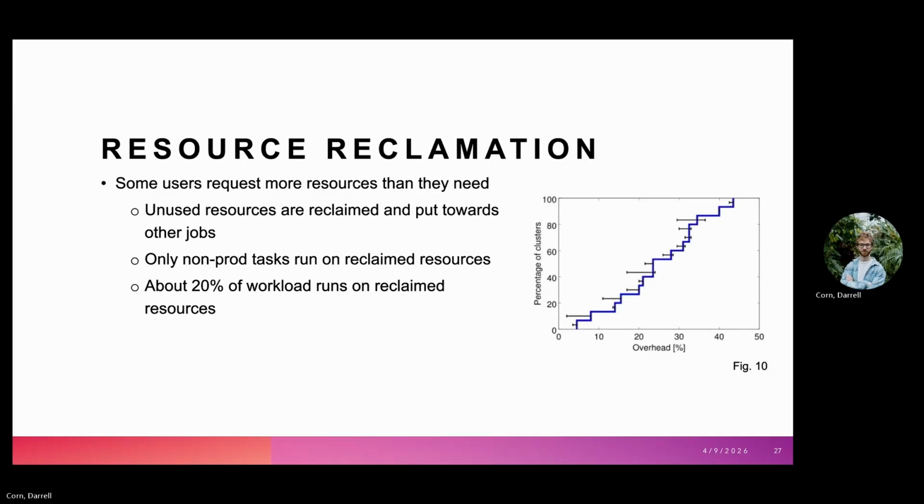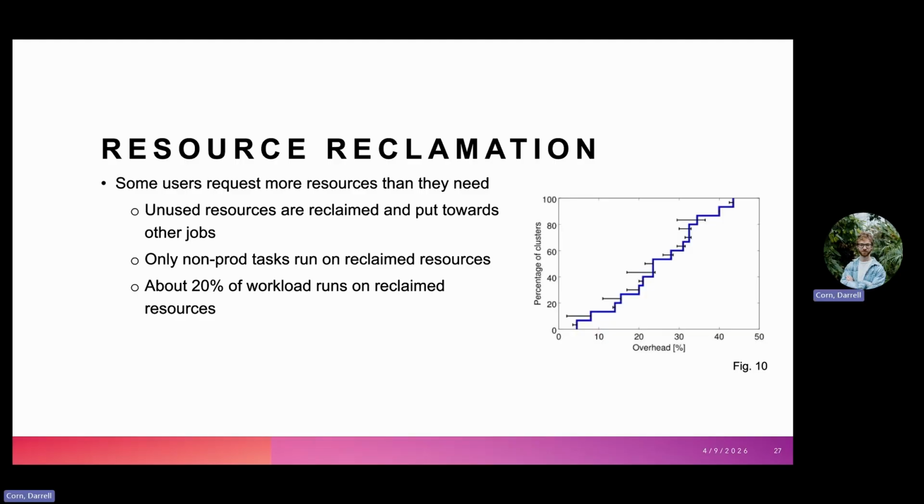So the last reason for Borg's efficiency is due to what the authors call resource reclamation. Users typically request more resources than their jobs require, and resource reclamation refers to how Borg takes these unused resources and distributes them to other jobs. The authors note that production tasks never run on reclaimed resources because you don't want to rely on that. However, it's estimated that about 20% of all of Borg's workload runs on reclaimed resources.